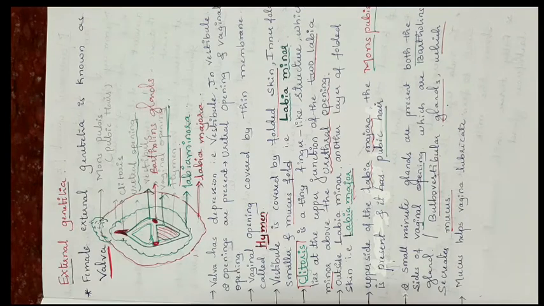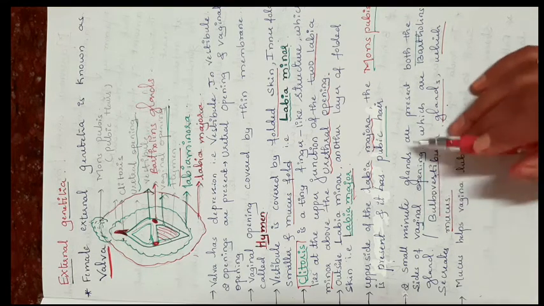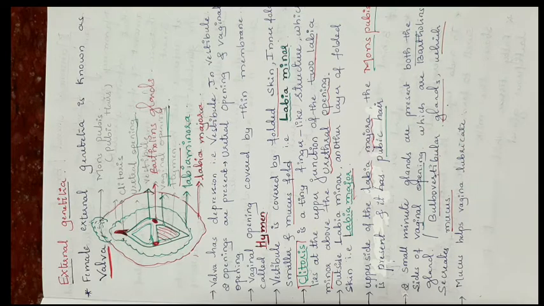Just recall, in the male reproductive system the glands present beneath the penis secrete mucus. Those are called Cowper's glands or bulbourethral glands. Here, small minute glands are present on both sides of the vaginal opening, which are Bartholin's glands or bulbovestibular glands. In males, the bulbourethral gland; here, the bulbovestibular gland.